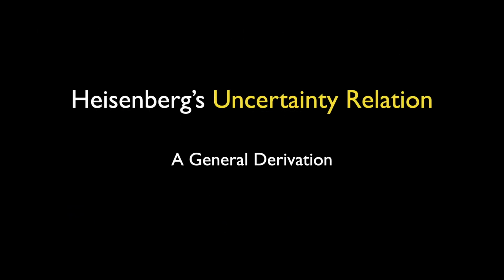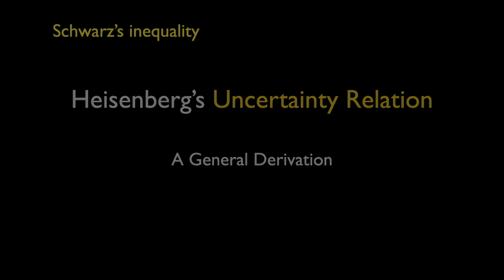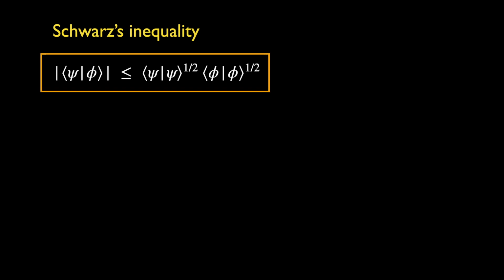Now we will present a derivation of Heisenberg's uncertainty relations under general conditions. That is, without assuming the wave functions to be of any particular form, like the Gaussian function. But first, we will need to derive an inequality that is quite important in quantum mechanics, the Schwarz Inequality. It has the following form, where psi and phi are any two vectors in a Hilbert space. We will need this to prove the uncertainty relation.